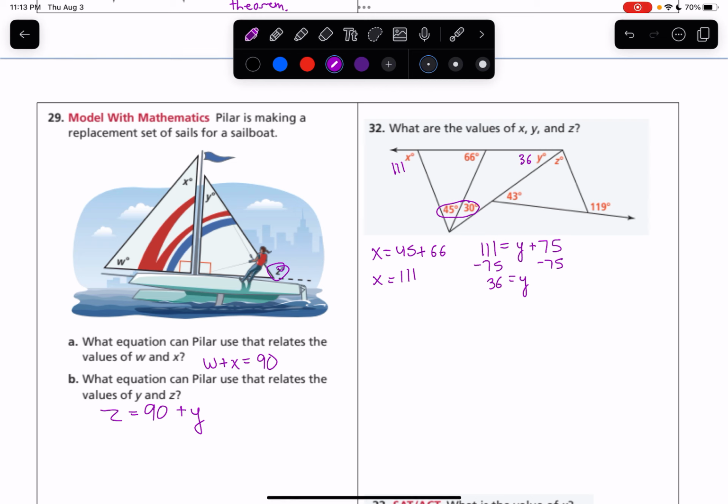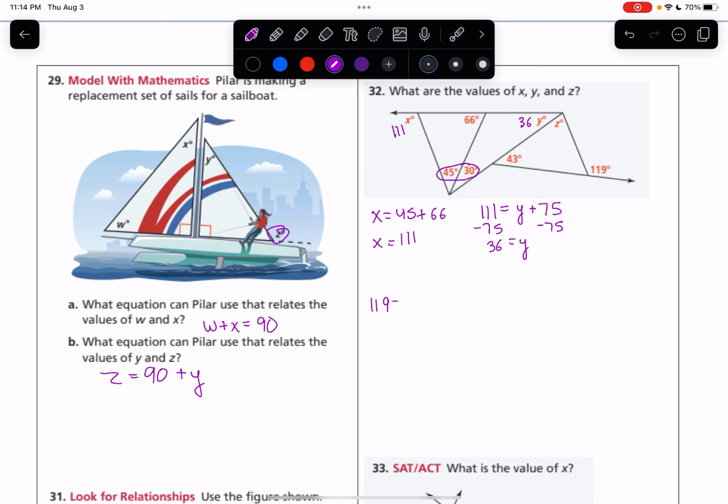And then we have to look for angle z. All right, so angle z, how are we going to find that one out? We know that 119 is an exterior angle. 43 and z are the remote interior angles. So I can say 119 is equal to 43 plus z. And I can solve that really easily because if we subtract 43 from both sides, that tells me that z is equal to 76.